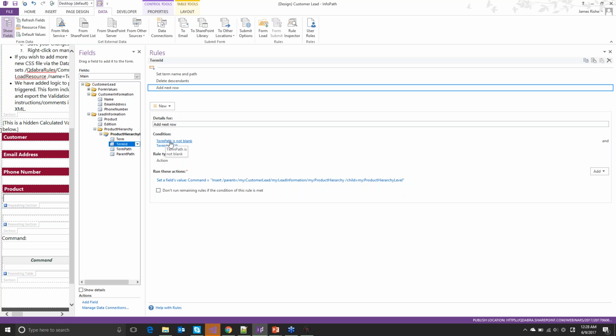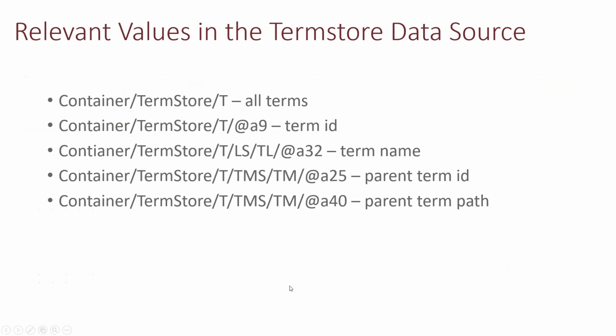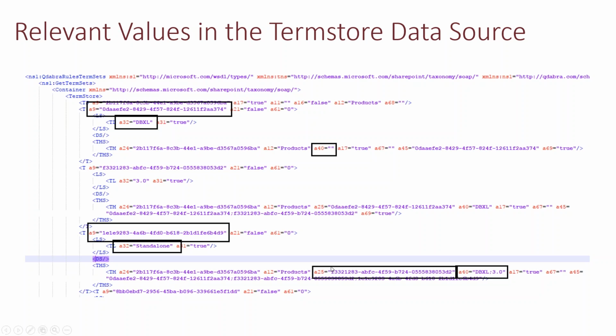I'm only going to add a row if the term path of the current row is not blank. If the current row is a blank value, then I don't want to add anything after it just yet. And also where term ID equals A25. So, well, what does that mean? To go back to this slide, we see that A25 is the ID of a term's parent.